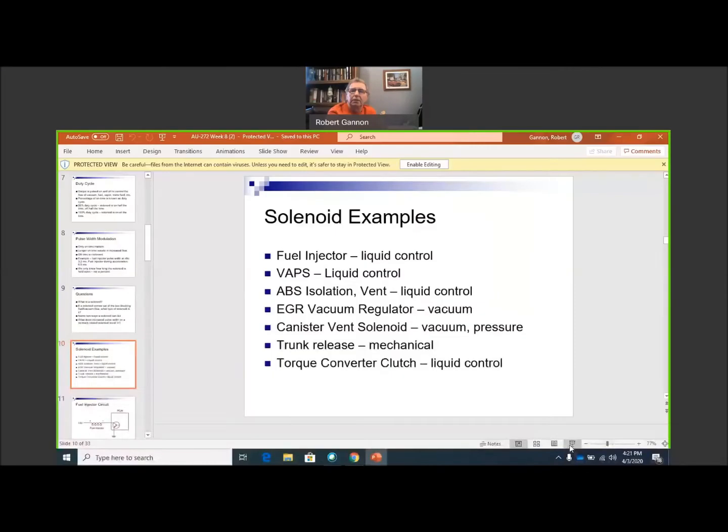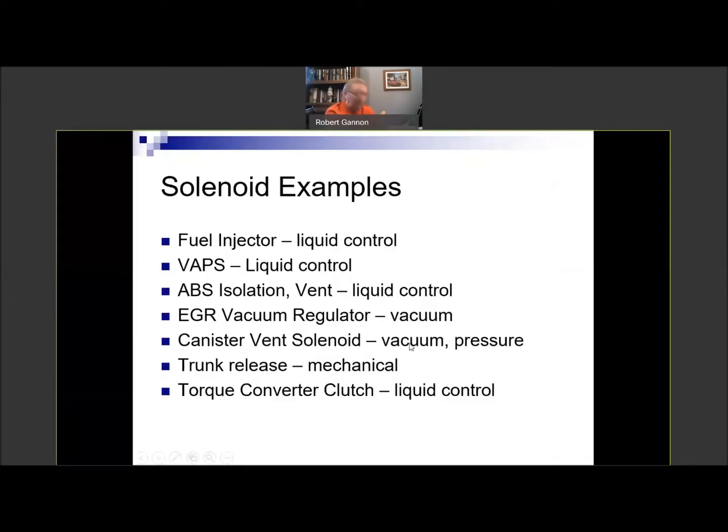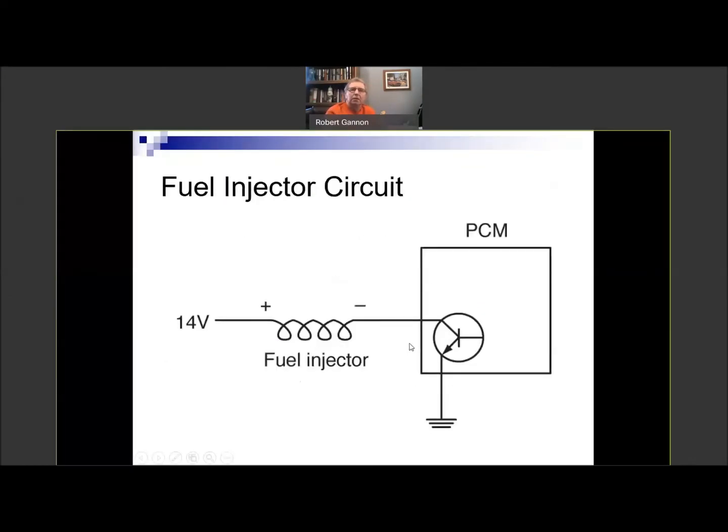All right, let me bring those slides back up again and see if we can move along. Well, here's a typical fuel injector circuit. It shows 14 volts, which, of course, when the car is running, is probably pretty accurate. Here would be the actual solenoid coil, and then the PCM is using a transistor to complete the circuit down to ground here.